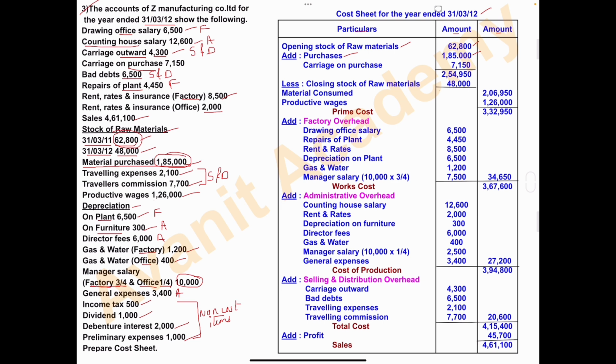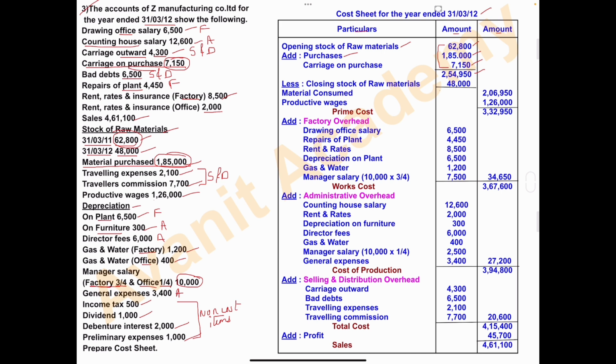Next is carriage on purchase. See the fourth item in the problem. Carriage on purchase, or sometimes they will mention carriage inward, that one we have to take after purchases. Carriage on purchases amount is 7,150. Write 7,150 in the inner column. Now add these three amounts: 62,800 plus 1,85,000 plus 7,150. And the total, write in the inner column, 2,54,950.